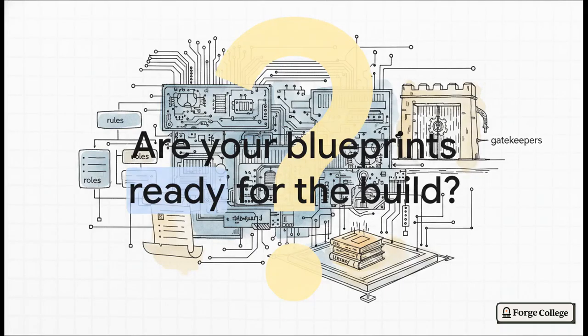So the big question: are your blueprints truly ready for the build? Have you mapped your rules, assigned your roles, and completely locked down your gatekeepers? Remember, a sloppy plan makes a vulnerable contract, but a solid, engineered plan makes the coding phase an absolute breeze. Will your next contract be an unbreakable fortress or a bug-filled bounty for a hacker?